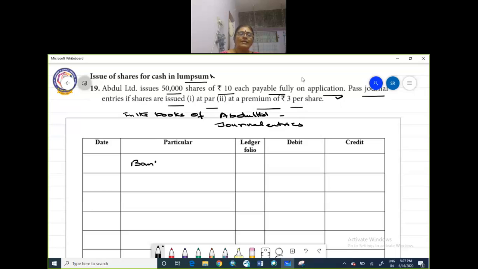So, the money is going to the bank. Bank account debit to share application account, being amount received. Okay, the application money received. So, how much are you going to receive? 50,000 shares at rupees 10. So, rupees 5 lakhs.